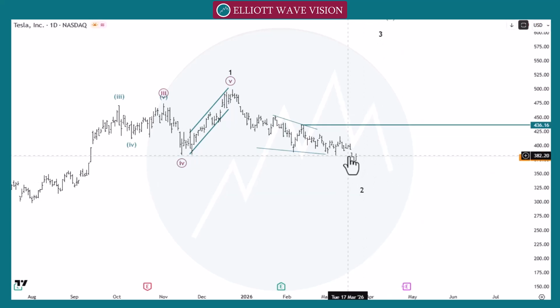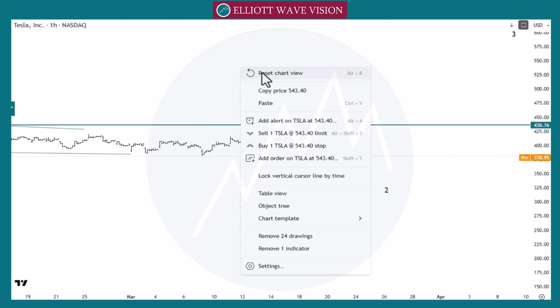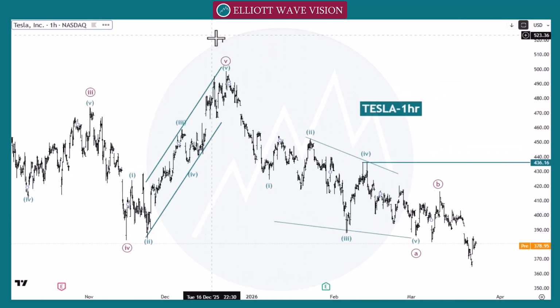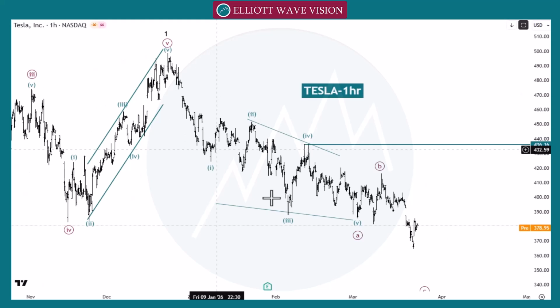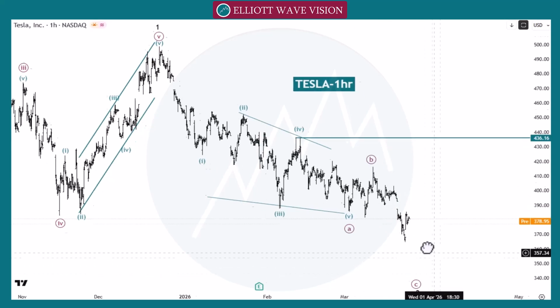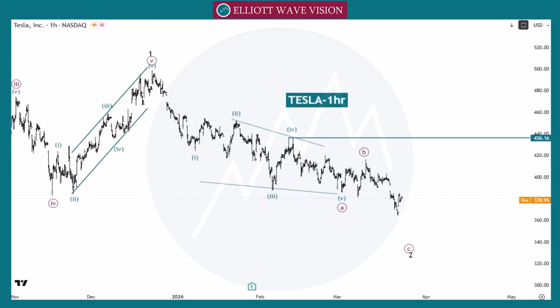So let's check the possibility in 1 hour time frame. In 1 hour time frame, after this black wave 1, we count this structure as a 1, 2, 3, 4, 5, wave A, wave B. Now we are looking for wave C.